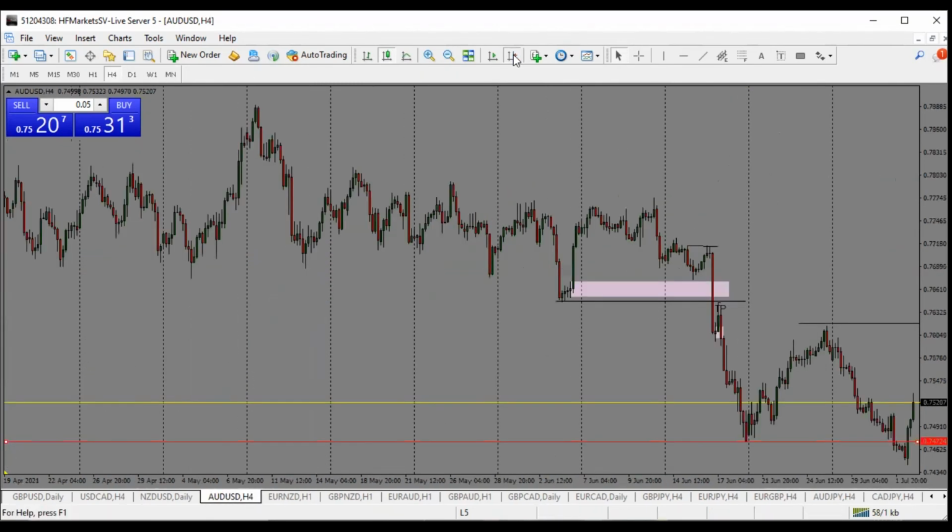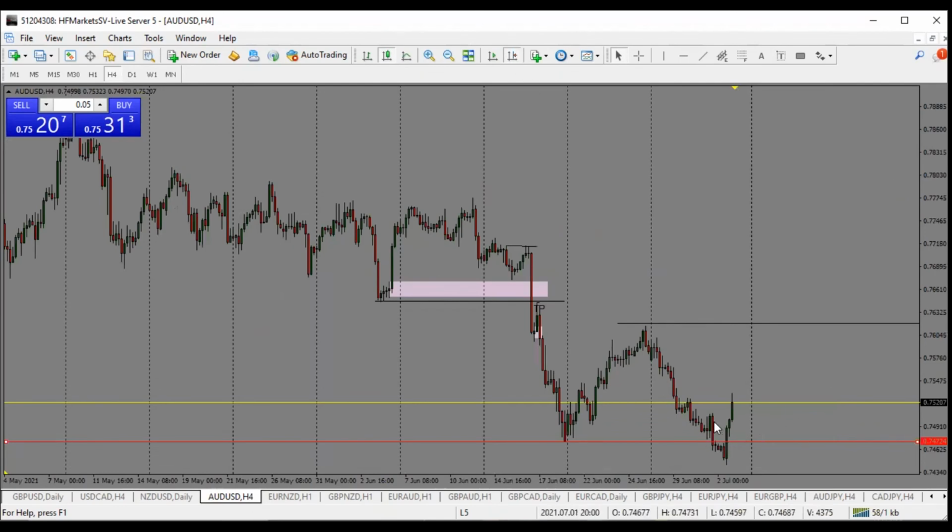So let me go to 4 hour. We'll be looking at this area defending the price. So the price should be pushing up and making higher highs. So that's that on AUDUSD.